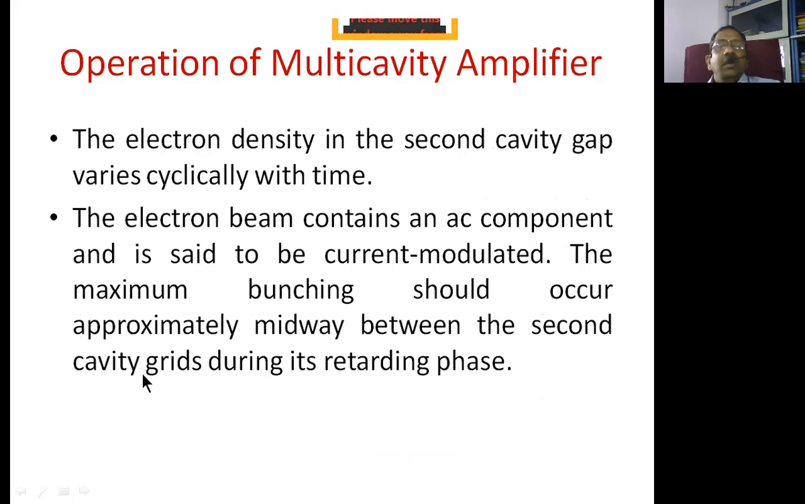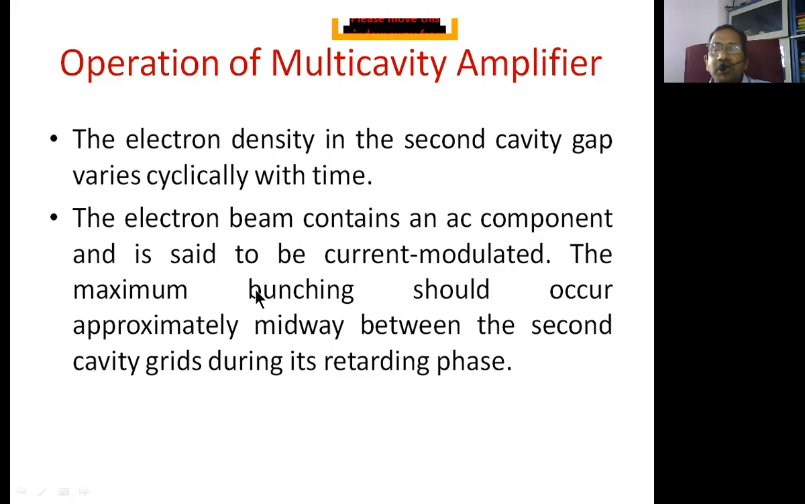Okay. The next one is that the electron density in the second cavity gap varies cyclically with time. So obviously the bunches are varying cyclically with respect to time. Obviously the electron density inside the second cavity gap is also going to vary cyclically with respect to time. The electron beam contains the AC component.